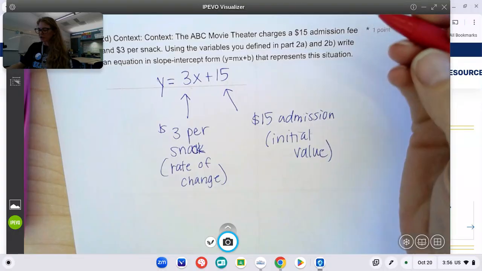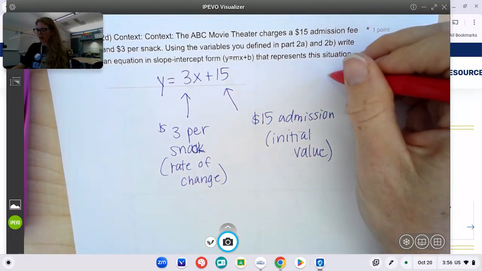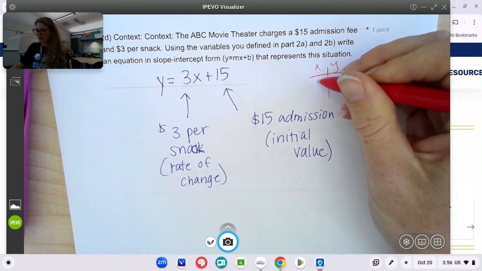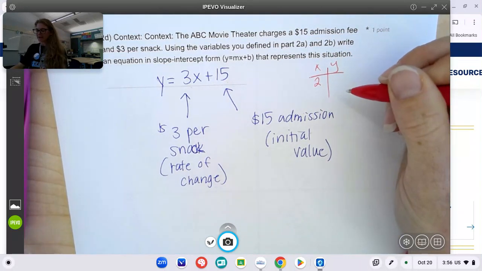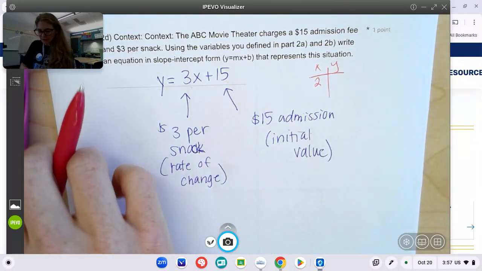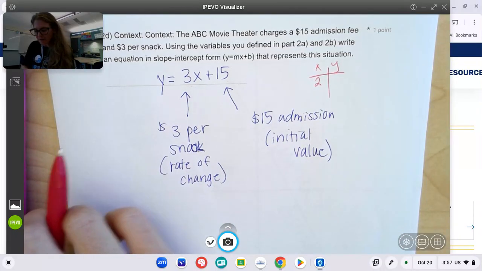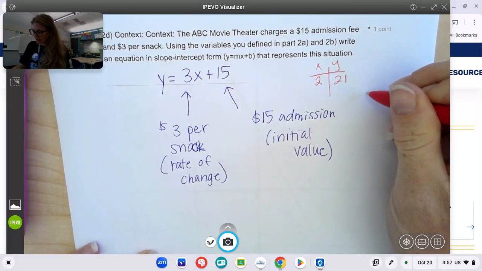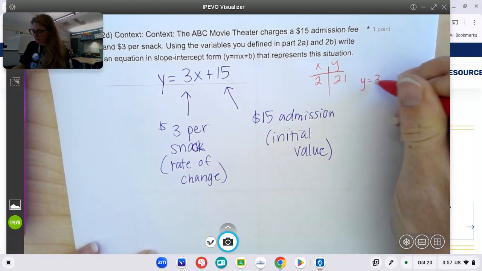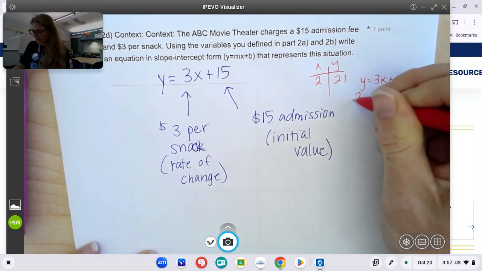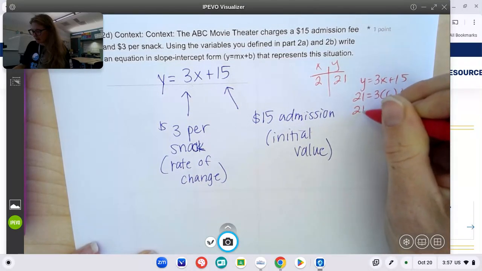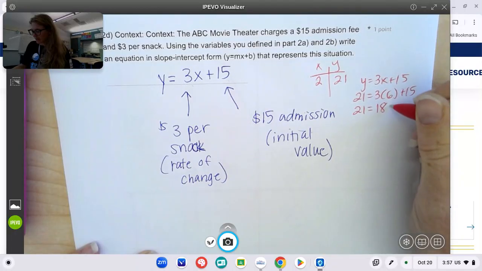And if you weren't sure if that worked, you can think about making a table. If you bought 2 snacks, that's going to be $6. Plus the $15 that you have for the admission is going to be $21. So we can check if this makes our equation true. Is 21 equal to 3 times 6 plus 15? Does 21 equal 3 times 6 is 18?